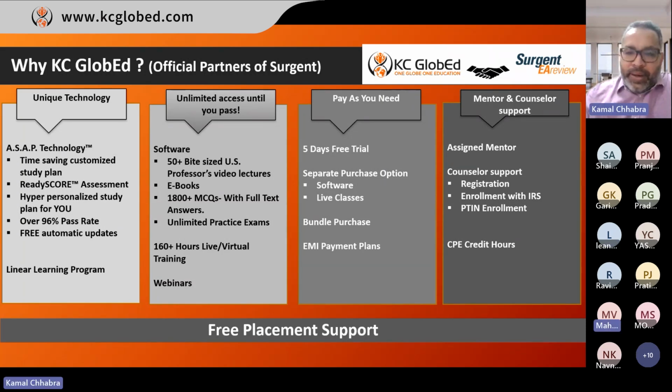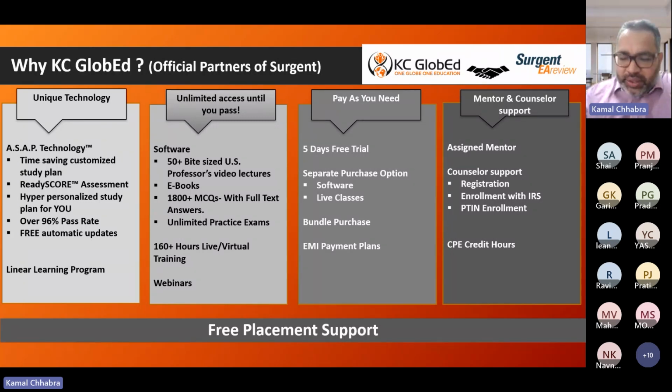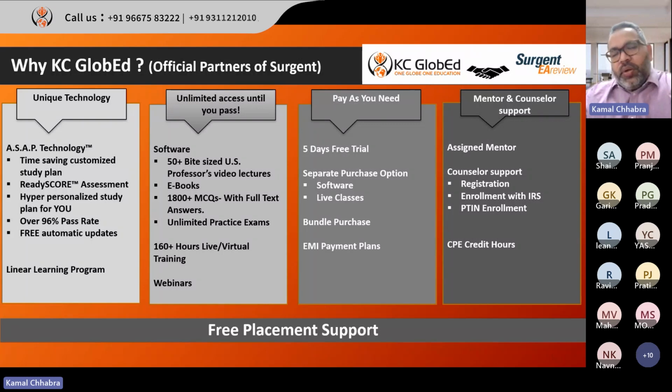In addition to that, if you have financial challenges, you can take the EMI option on your credit card. We have the flexibility: you can choose a 3, 6, 12, 18 or 24 month EMI option. Also, if you want to do self-study, you can just purchase the learning management software and study on your own. And if you want to take the live classes, you can take those also. Both are available.